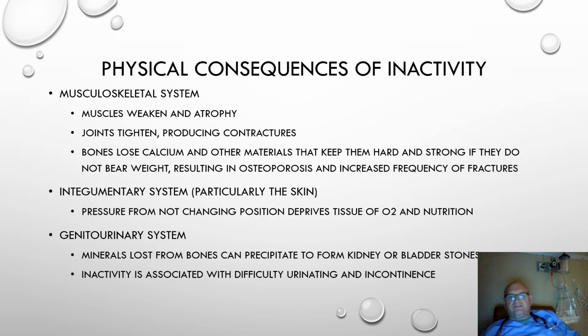Physical consequences of inactivity, continued. The musculoskeletal system: your muscles weaken and waste away, basically. That is what atrophy is. The joints tighten, producing contractures. So if they get contractured, you might not be able to straighten out the arm because of the contractures and the shortening of the muscles. The bones lose calcium and other materials that keep them hard and strong if they do not bear weight, resulting in osteoporosis and increased frequency of fractures or breaks in the bone.